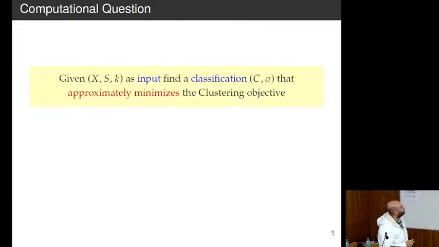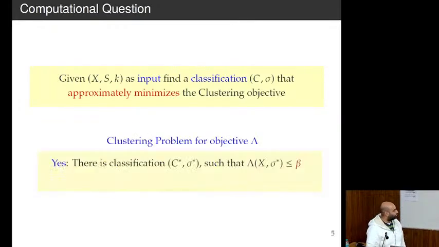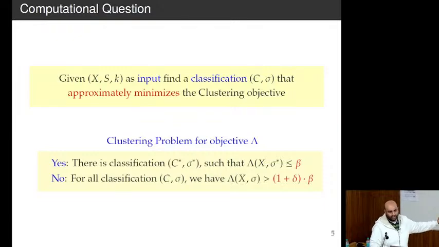Good. So what is the computational question we are studying? You're given as input some points, and you want to find a classification that approximately minimizes the clustering objective of interest. We are going to deal with gap versions, because this is a hardness talk and it's easier to talk of gap versions. In the yes case, there is some clustering whose cost is at most beta. And in the no case, any clustering's cost is at least 1 plus delta times beta. If we show this is NP-hard, then we say this NP-hardness is shown for 1 plus delta approximation.